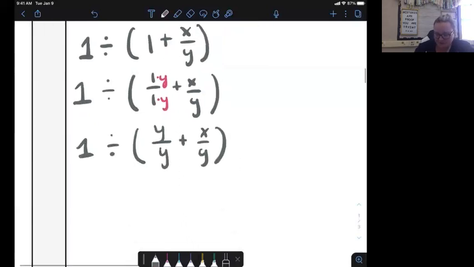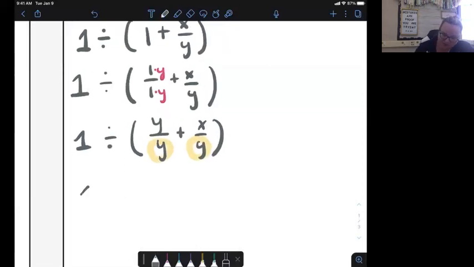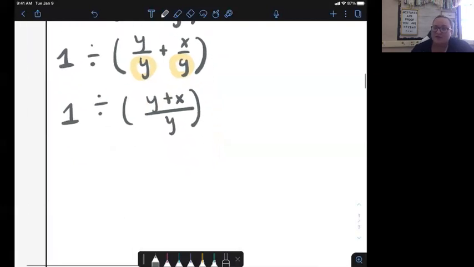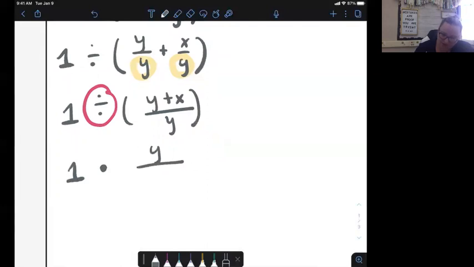Now my denominators are the same, so I can add my numerators and combine this into one fraction. So (1 divided by (y plus x)) all over y. Now, what else do I know about division and fractions? I know that I can change my division to multiplication if I flip the second fraction. So I can change this to 1 times y over y plus x.